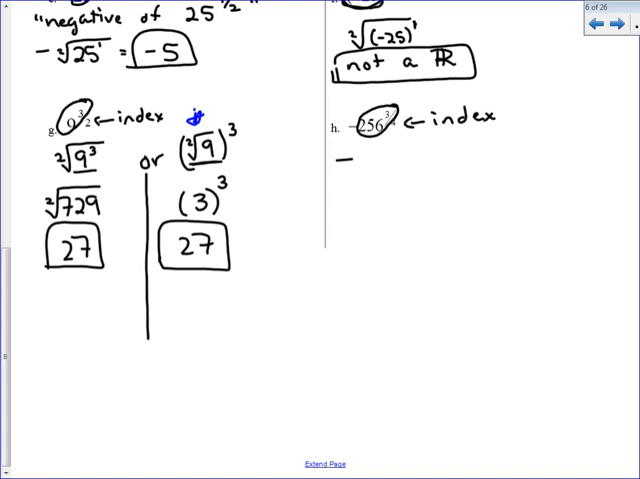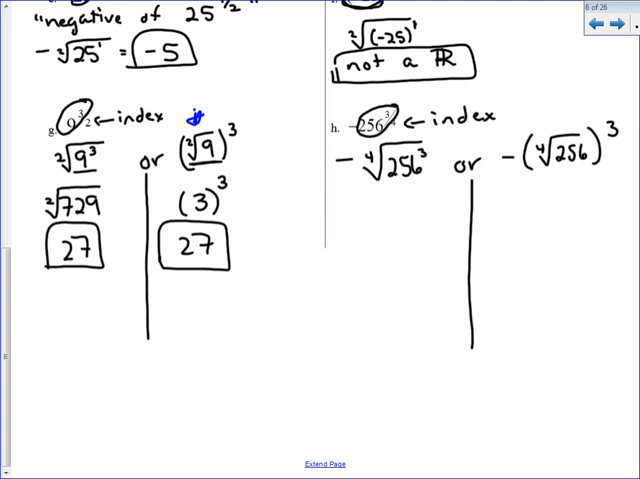So we're looking at the negative of the 4th root of 256 to the 3rd power, or, and you don't write both of these, you just do one or the other, whichever you prefer, negative 4th root of 256 and then to the 3rd power. So it's up to you which way you evaluate that. If you go the first way, I'm going to need a calculator for this one. And this is why I don't necessarily recommend the first way.